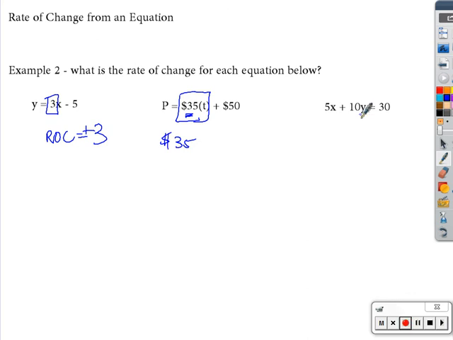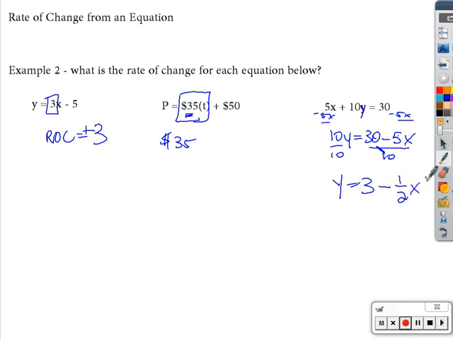This one here, I do not have y by itself, so I would have to get y by itself. So 10y equals 30 minus 5x. So I'm subtracting a 5x on both sides. All right, I divide by 10. So I get y equals 30 divided by 10 is 3, minus 5 divided by 10 is 1/2 x. So which one of those is my rate of change? It would be the number with the x. So my rate of change here would be negative 1/2.